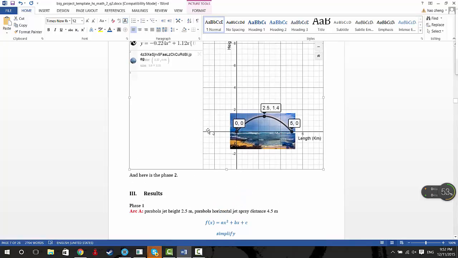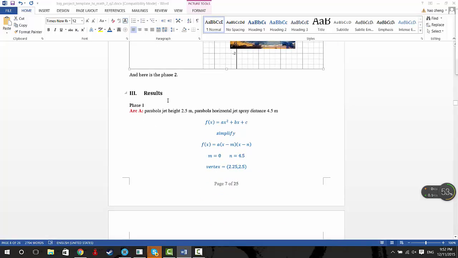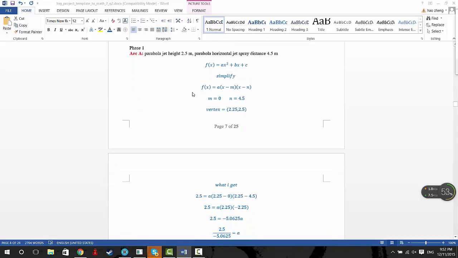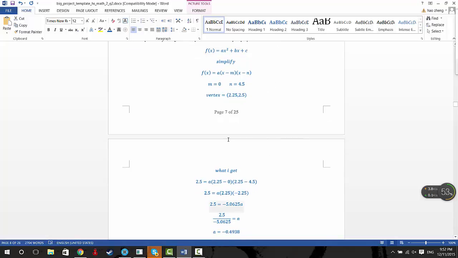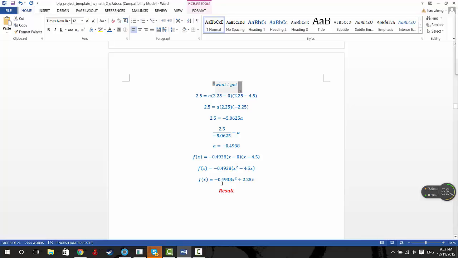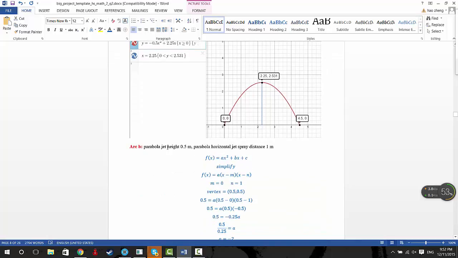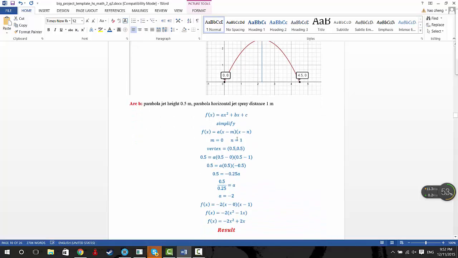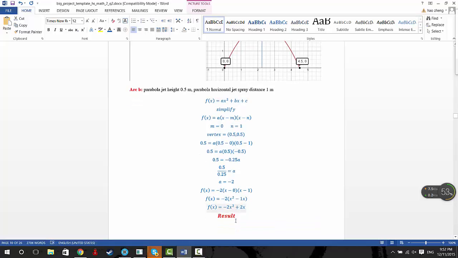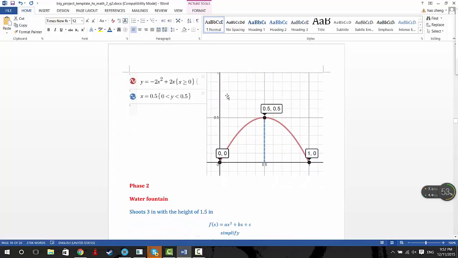And here's the end of phase 2. Okay, so let's come to the result. So in the result, as you can see, for arc A, we do the same thing that we just talked about, right? And the result is here. I showed you arc A, and here's the arc B that I did not show you at first, but I'm showing you right now. After doing all those things, the result will be here.